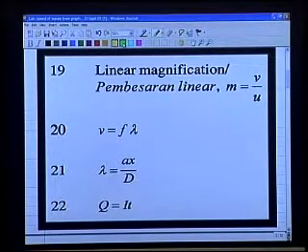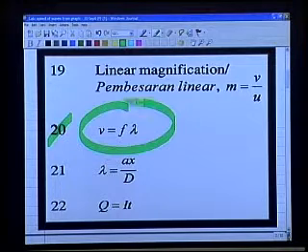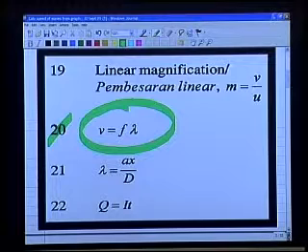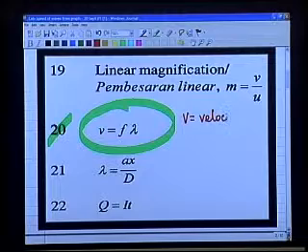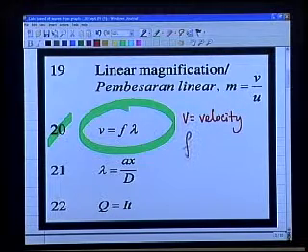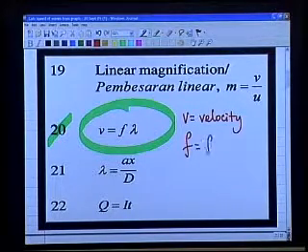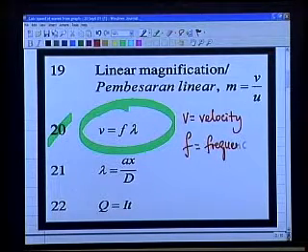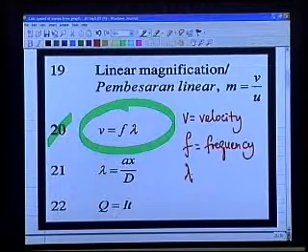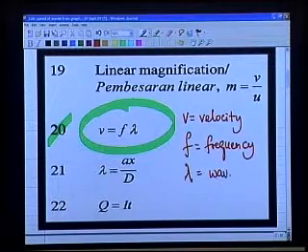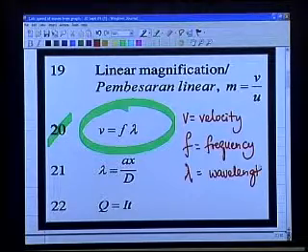I'm sure many of you will be able to say, alright, sir, let's use equation number 20. V equals f lambda. So what is V? V is the velocity of the wave. And what is f? Write down, it is the frequency of the wave. And what is lambda? Lambda is the wavelength of the wave. It's good to write this down.